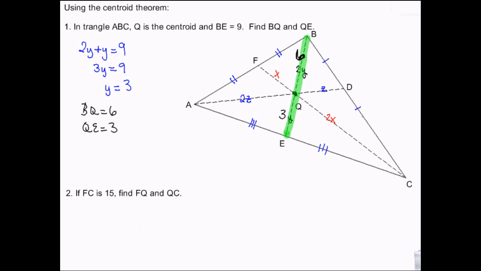Okay. FC is 15, so we're talking about this whole long part right here, FC is 15. So I have x and 2x. So 3x is equal to 15. So x is equal to 5. So FQ is the short part, so that's 5. And QC is the long part, that's twice that, it's 10.